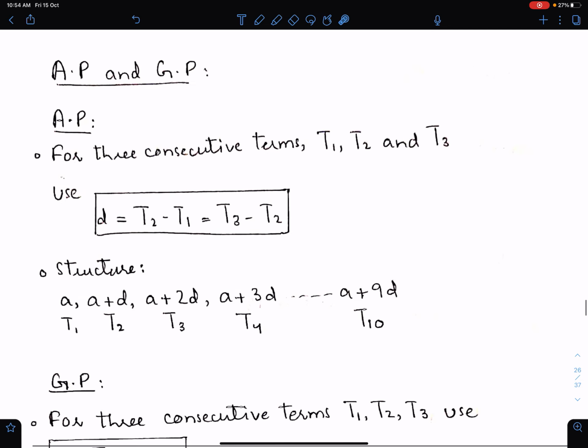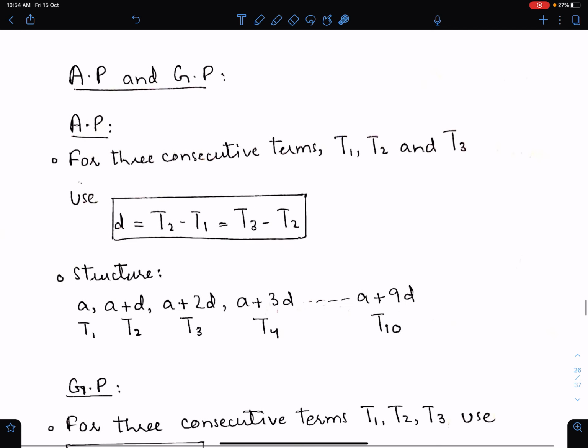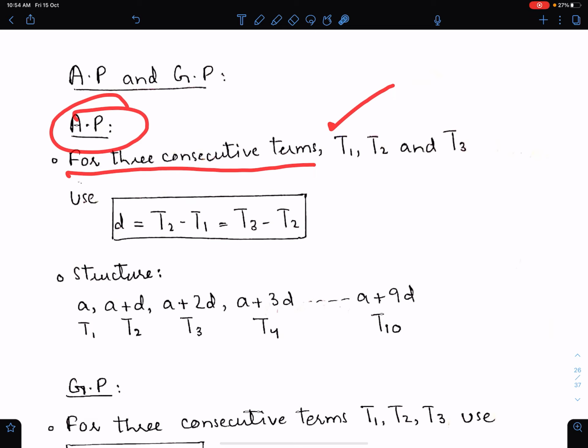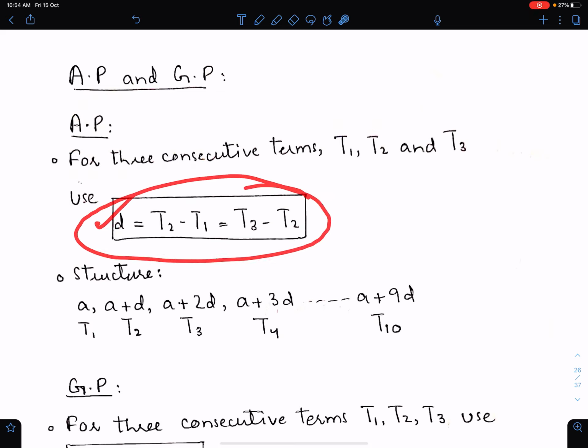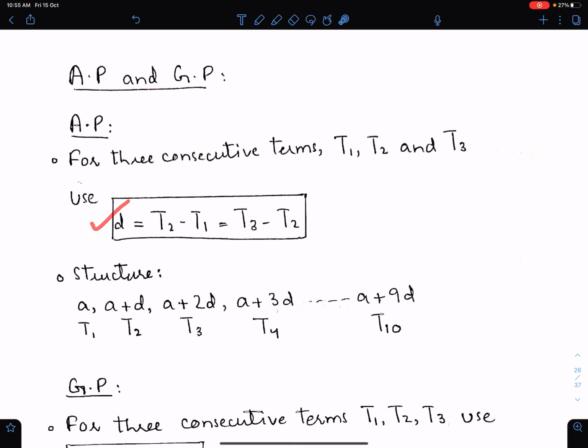Next topic is AP and GP. Well, for three consecutive terms in AP, for example T1, T2, T3, we use this formula. This formula will make the calculations very simple when three consecutive terms are given. So always use this formula to make the calculation simple and fast.